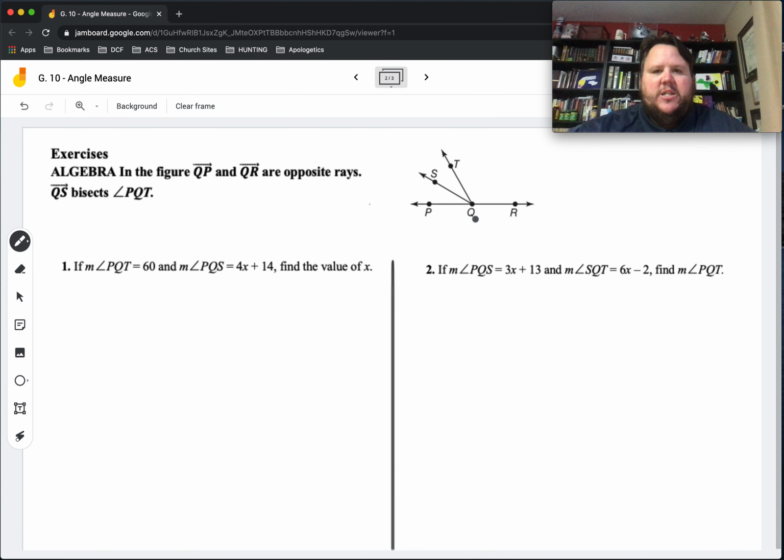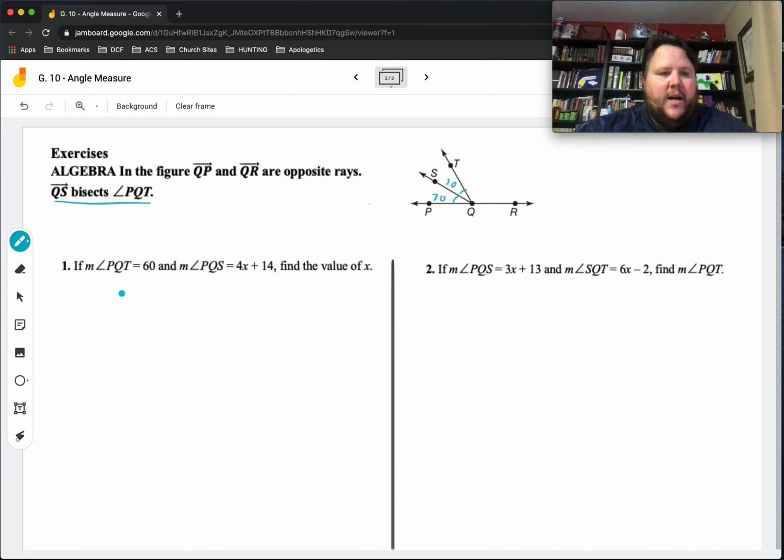Here are your examples today. You're going to look at this figure, where they're opposite rays. Notice it says QS bisects PQT. I'm going to put this in there for you guys. That means this angle and this angle are equal because it's a bisect. They're saying angle PQT is 60, and PQS is 4x plus 14. So find the value of x. We know the whole thing equals 60, and this breaks it up into two equal parts. So this angle has to be 30 degrees and this angle has to be 30 degrees.